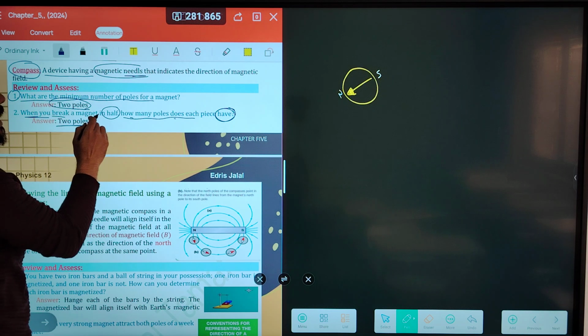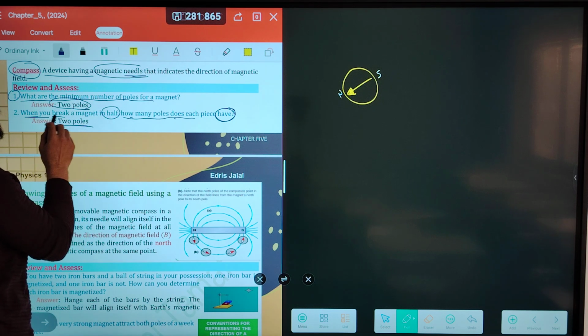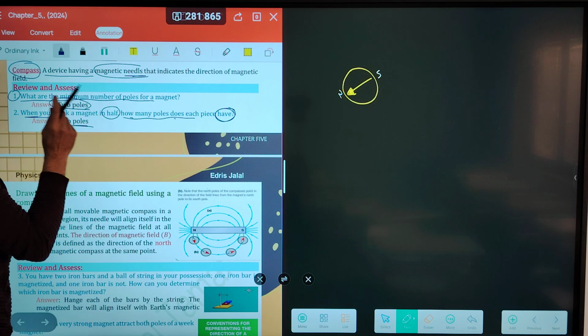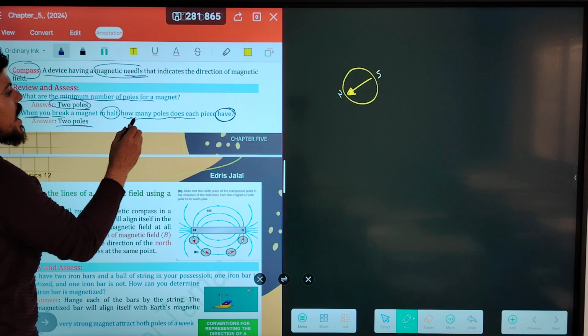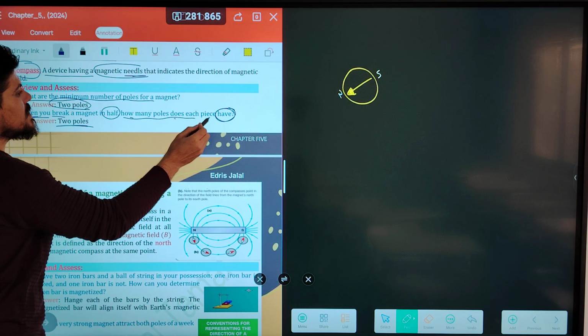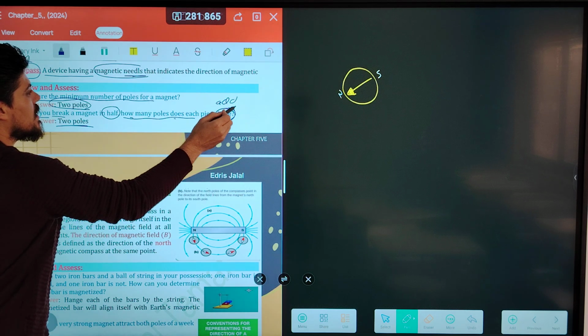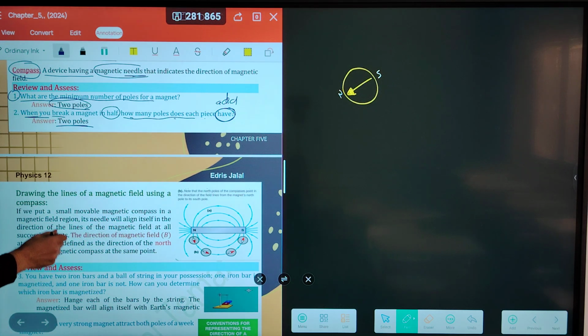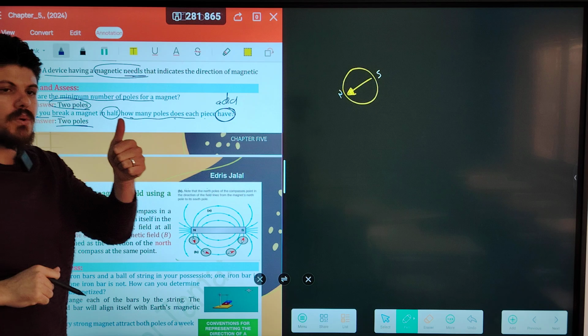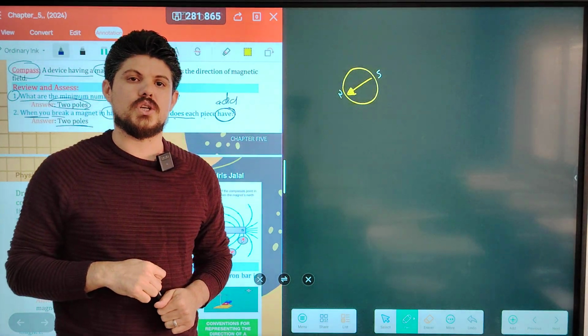But if the question says, when you break a magnet in half or into 2 pieces, how many poles does each piece add? If the question says "add", you have to say 1 pole will be added to each piece.